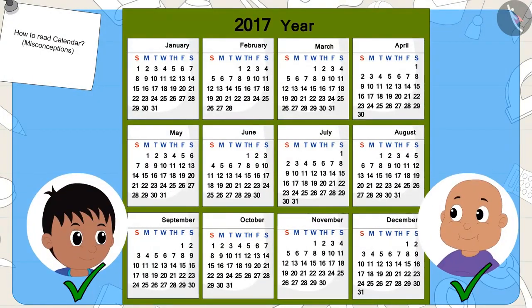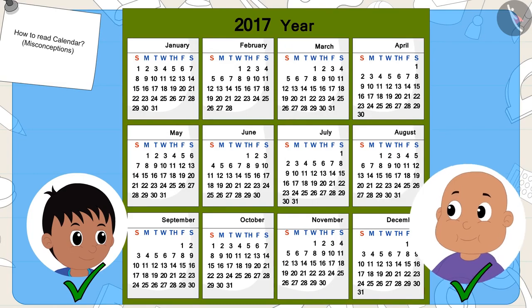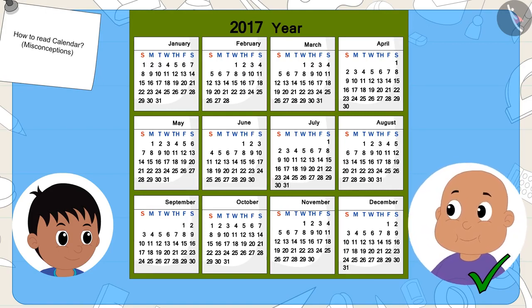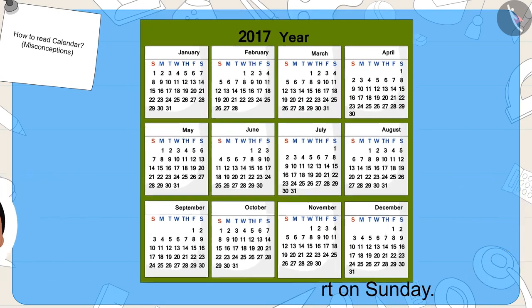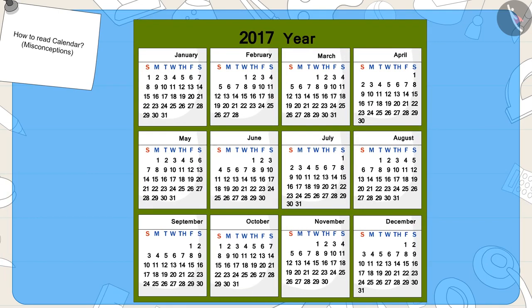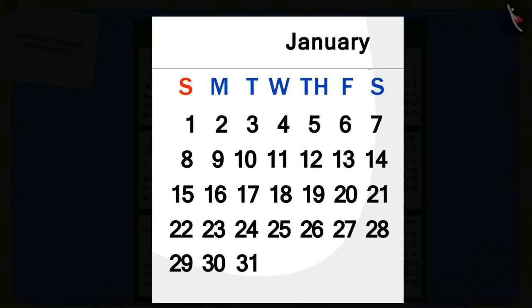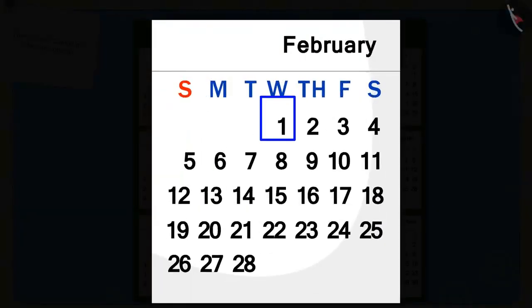Children, who do you think is right? Raju or Bablu? Yes, Bablu is right. Every month does not start on Sunday. As you can see in this calendar, the first date of the month of January is on Sunday, but the first date of February is on Wednesday.